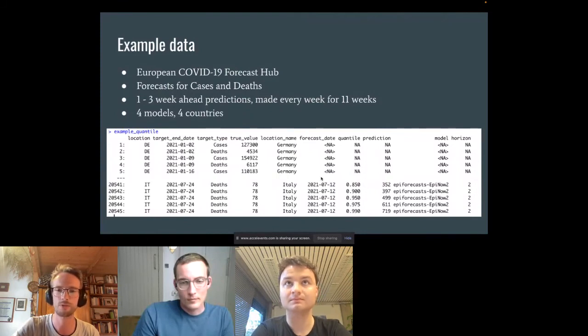And this is what the original data look like. And you see that in the beginning, there are a few rows where you only have the data and no predictions. And then you have a lot of predictions from the different models.